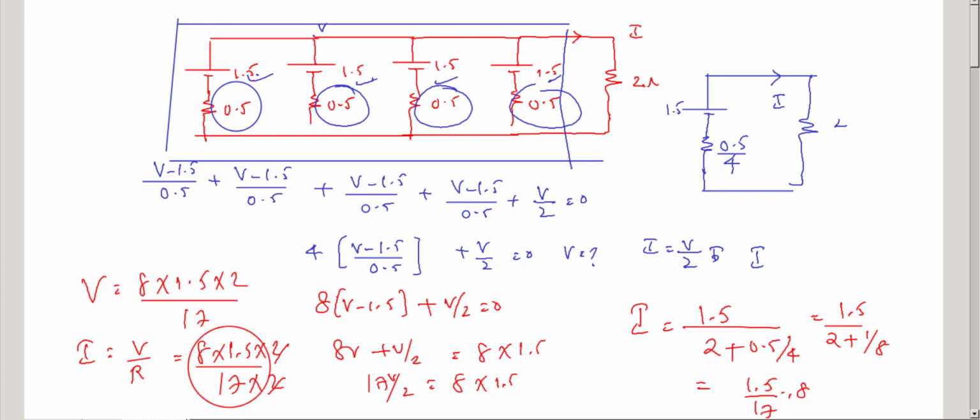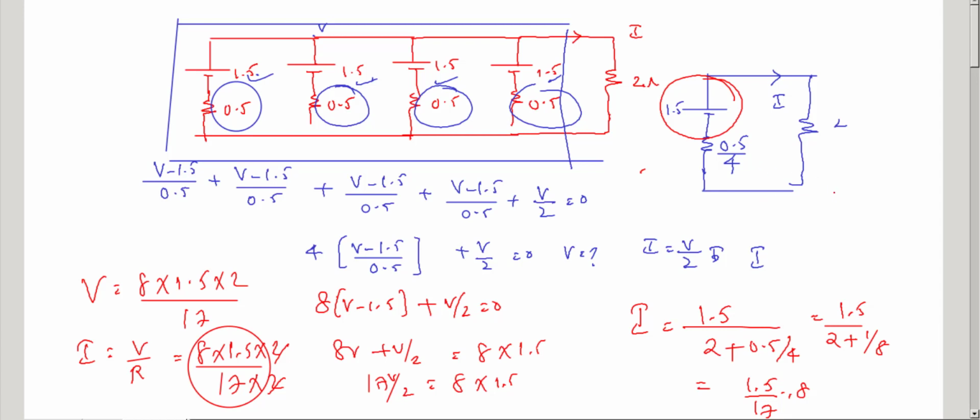Okay, so what I do here is simply replace all the parallel ones here. All voltages are the same, so I replace them by a single 1.5 volt voltage source in common, and all resistances in parallel. How many branches in parallel? 4 branches. I divide by this.